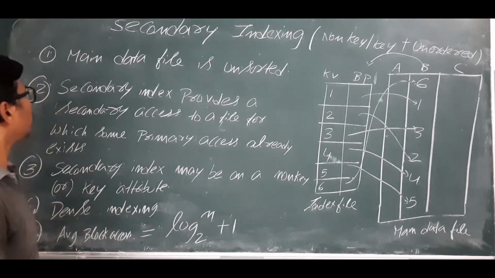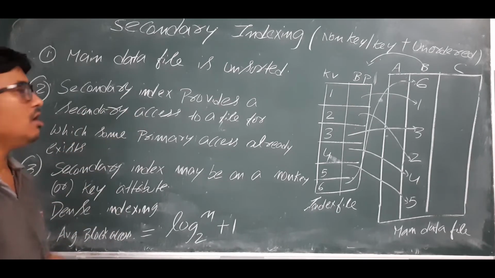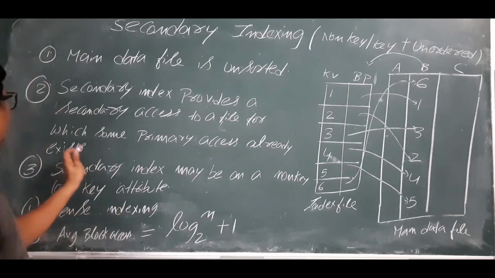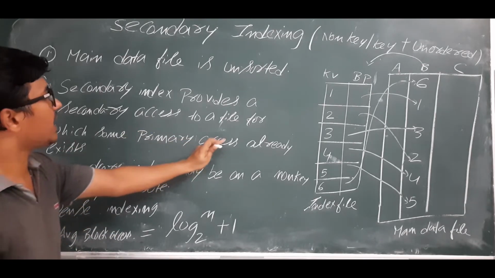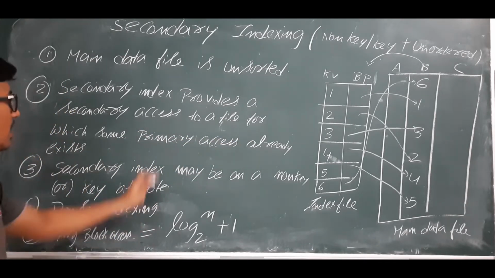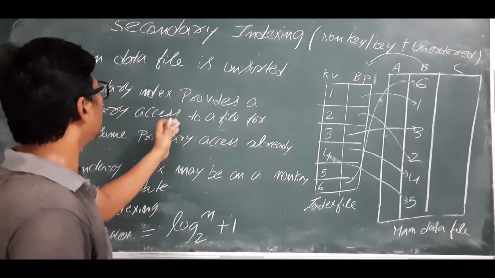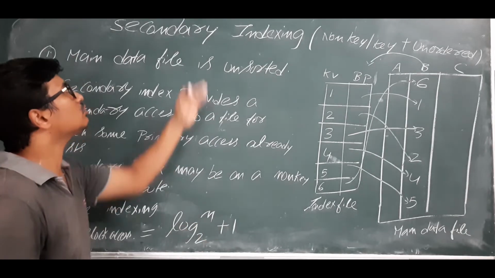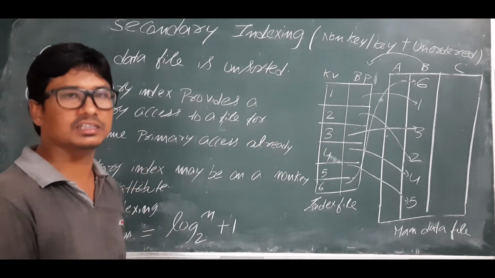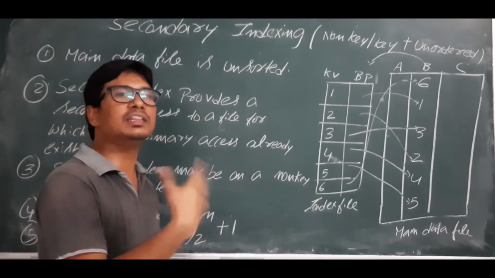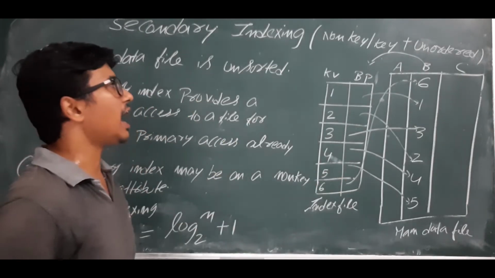And the secondary point is that a secondary index provides a secondary access to a file for which some primary access already exists. Primary access means primary indexing already exists. If you want to create another indexing, that's why we call it a secondary indexing. So that's why it is called a secondary index, because it is another index we are creating on another attribute.